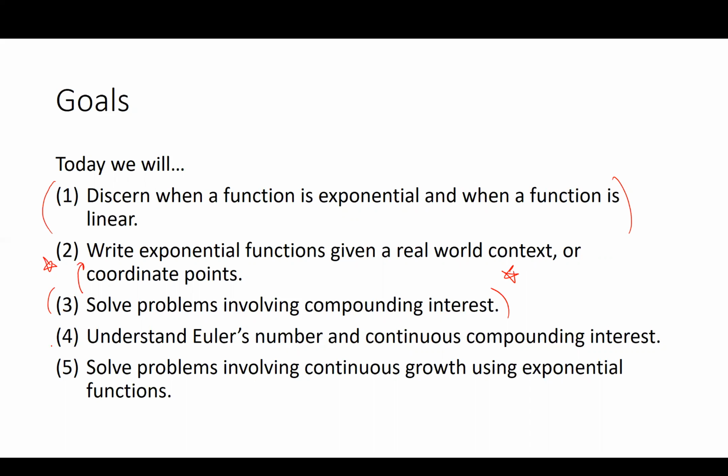And then we're going to talk about Euler's number. It's spelled Euler, but it's pronounced Oiler. One who oils. Euler's number and continuous compounding interest. And then we're going to solve problems involving continuous growth using exponential functions, which is really only going to be like the baby of 3 and 4, basically. Well, 3 and 4 and 2. 2, 3, and 4 are going to have a baby, and that's going to be 5.